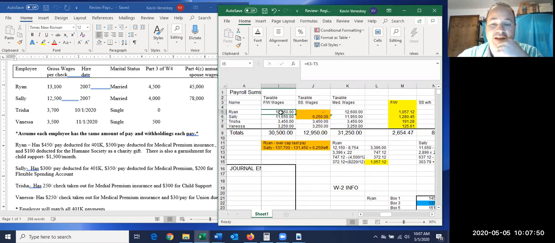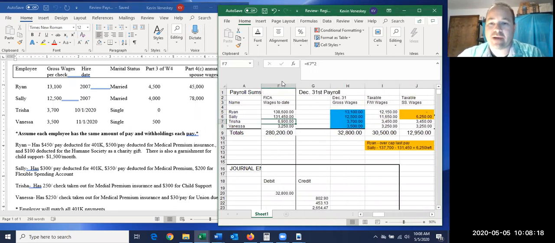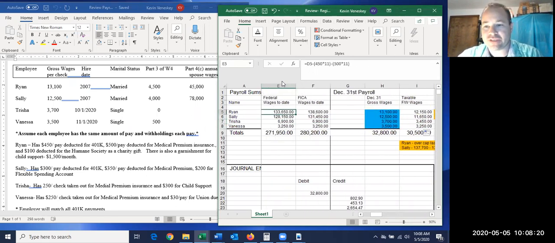And then I can just scroll this, I can just keep this going down. So what it's looking for, did you have anything in column T for me to subtract out against your Medicare wages? We did for Sally, but we didn't have anything in column T for Trisha or Vanessa, because they didn't have any 401k. Then I can backtrack and do my federal wages the same way.